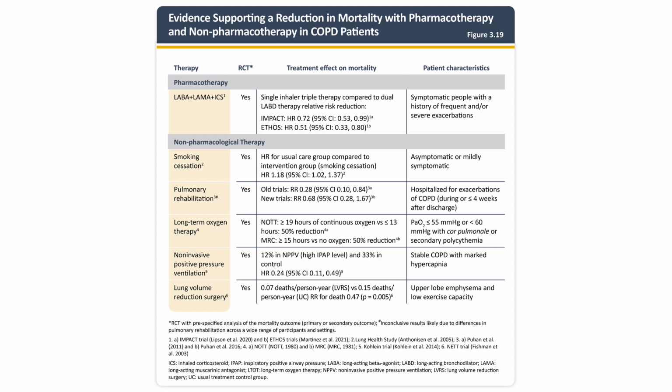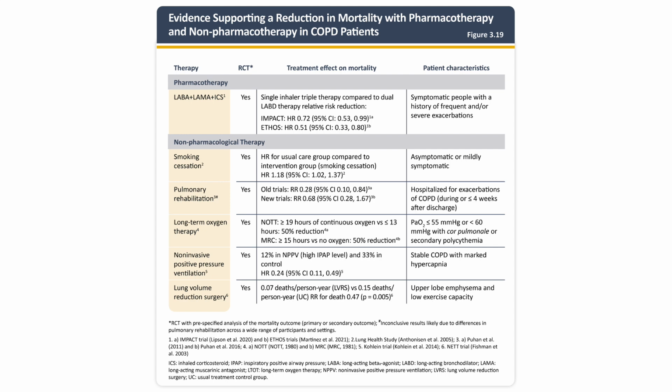Here is a nice chart from the GOLD guidelines that summarizes the evidence for treatments that actually reduce mortality in patients with COPD. As far as pharmacotherapy goes, triple therapy has been shown to reduce mortality in patients who have frequent or severe exacerbations. But it's really the non-pharmacological therapies that have the biggest impact on mortality. So smoking cessation has a big impact, pulmonary rehab, long-term oxygen therapy.